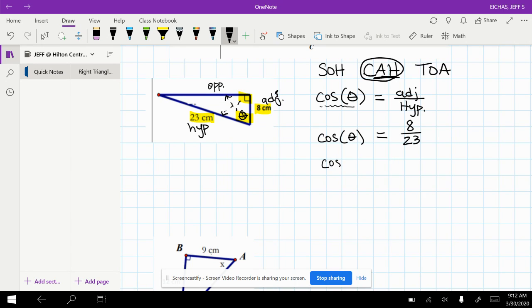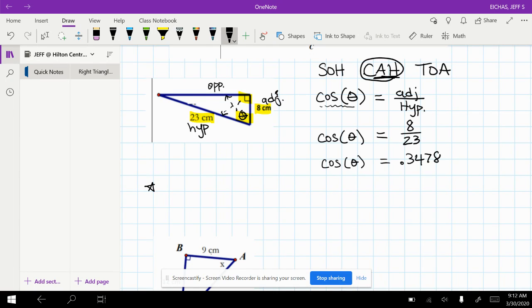So again, I'm going to just change this to a decimal. This is 0.3478. It's not necessary, but I do it. And I'm not going to put it over 1. This time, there's a reason for it. So just leave it like that.